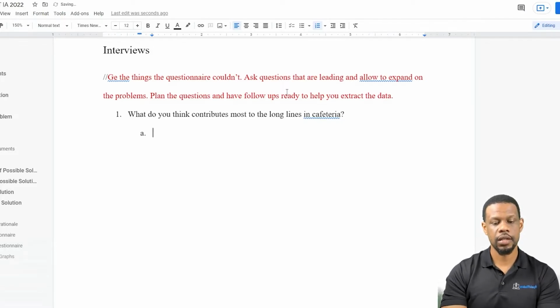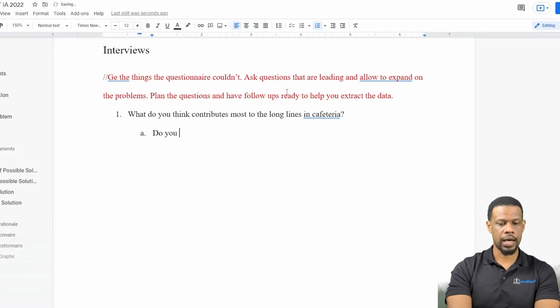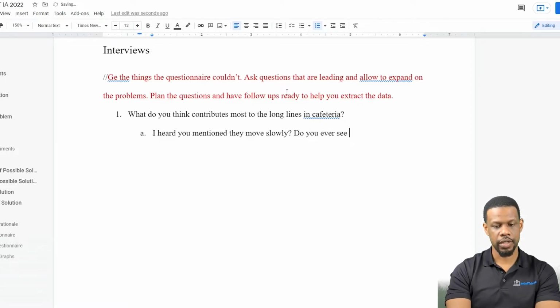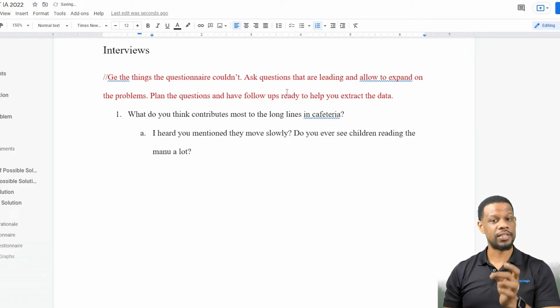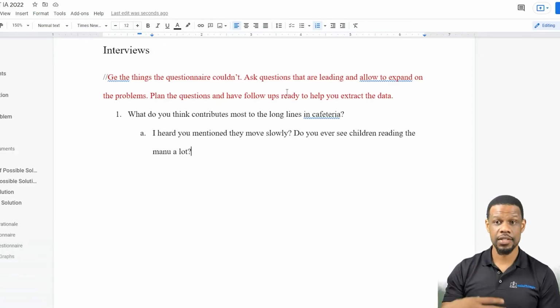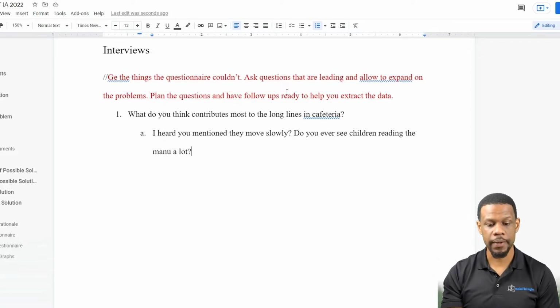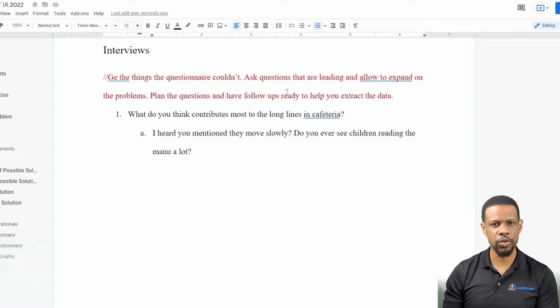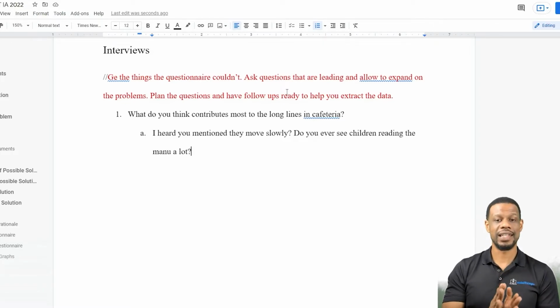So whatever they answer, you would now have to say, okay, I heard you mention the notice board. They move slowly. Do you ever see children reading the menu? A lot, right? Now the thing is, you didn't lead them into talking about the menu. You asked them a question, and somewhere along the line they mentioned people moving really slow, right? So now you could follow up and say, I heard you say people move very slowly. Do you ever see people crowded around the notice board? Now notice you got to lead into the question, but you didn't explicitly tell them that you want to find out about the notice board or the chalkboard in our example here, right?